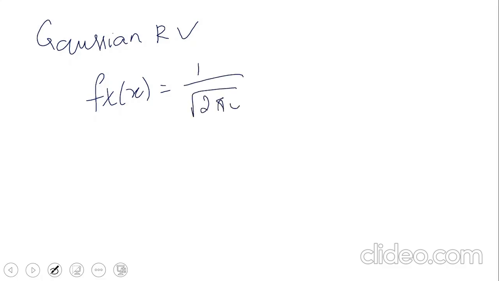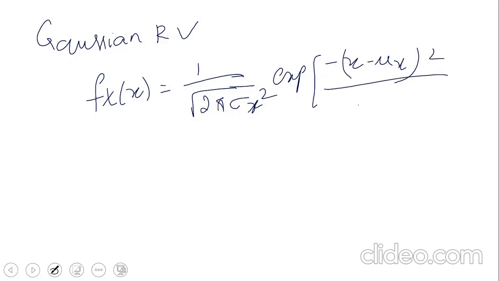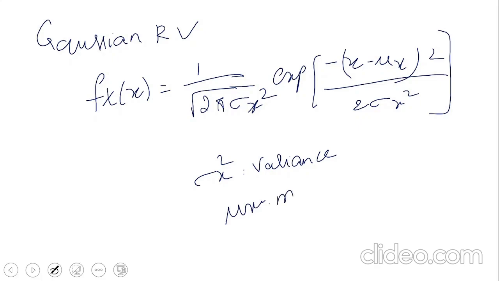Gaussian random variable. F x of x is, at least you remember the formulas for the different random variables, 1 by root 2 pi sigma x square, exponential minus x minus mu x whole square divided by 2 sigma x square, where sigma x square is the variance of the random variable x and mu x is equal to the mean of random variable x. Okay, you remember this formula for the Gaussian random variable.